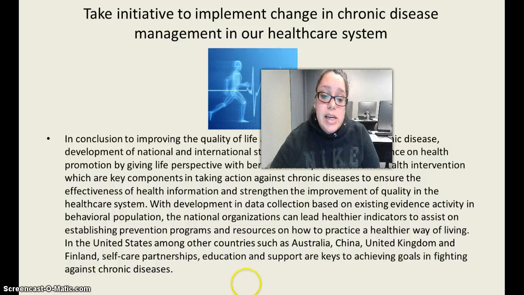In the United States, among other countries such as Australia, China, United Kingdom, and Finland, self-care partnerships, education, and support are keys to achieving goals and fighting against chronic diseases. So what we've learned is that the key strategies are equity, consistency, prevent, detect, intervention, evidence-based, and collaborative change.